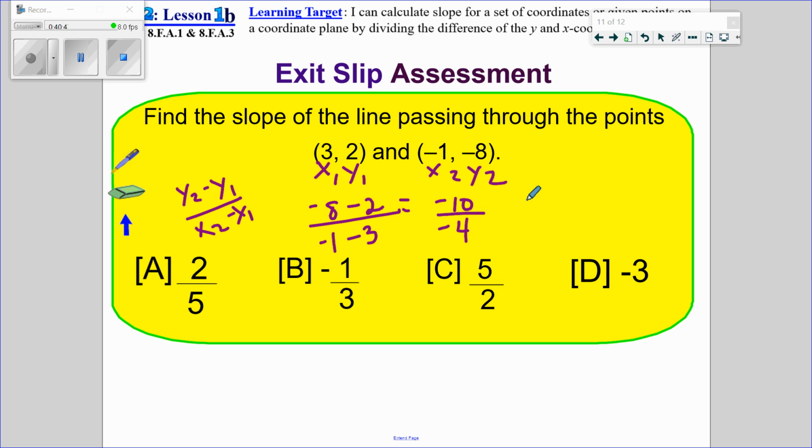I look at my choices, it's not there. That means it's reduced. And when we have a negative over a negative, it becomes positive, because a negative divided by a negative is positive. I could reduce it by 2. So 10 reduced by 2 is 5. 4 divided by 2 is 2. So I have choice C, 5 over 2.